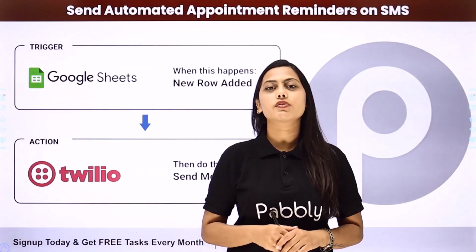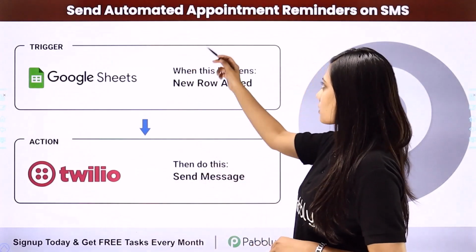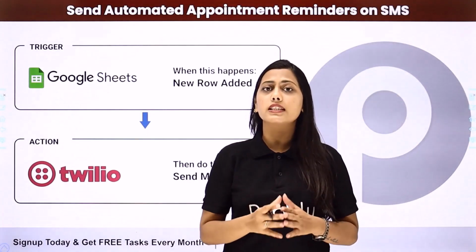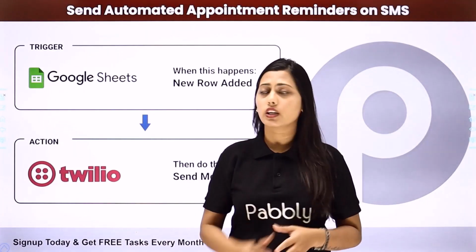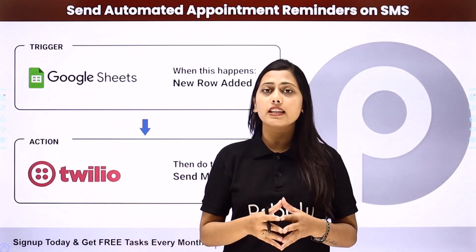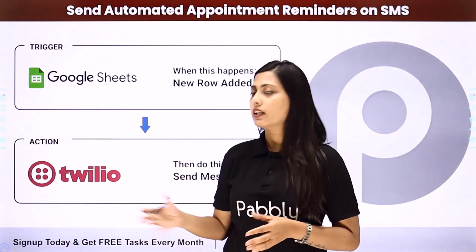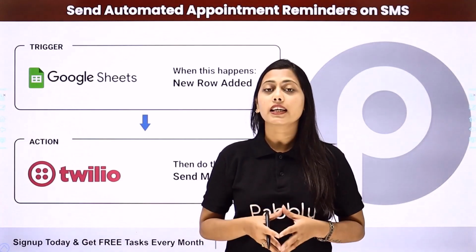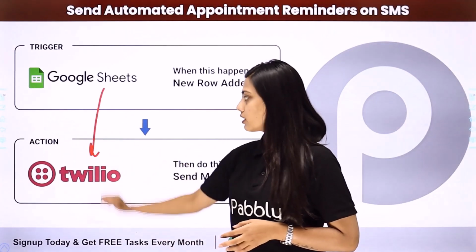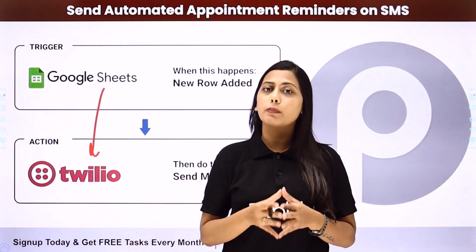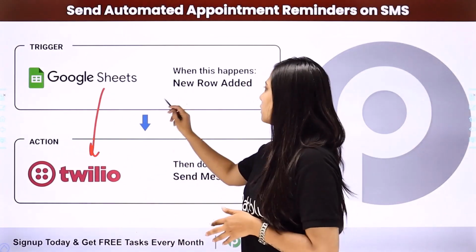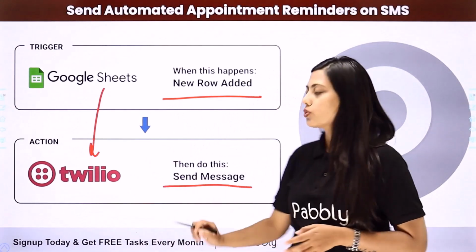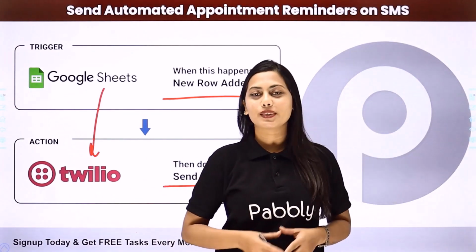Hello everyone, in this video we will learn how to send automated appointment reminders on SMS. So if you have collected all the data of your customers or your patients in your Google Sheet and you want to send them reminder SMS through Twilio, then rather than doing this work manually, you can create this automation. This automation will be created with the help of Pabbly Connect, by creating an integration between these two applications, where our trigger will be the new row added in Google Sheet and our action will be to send message using Twilio. Let us learn how to do that.